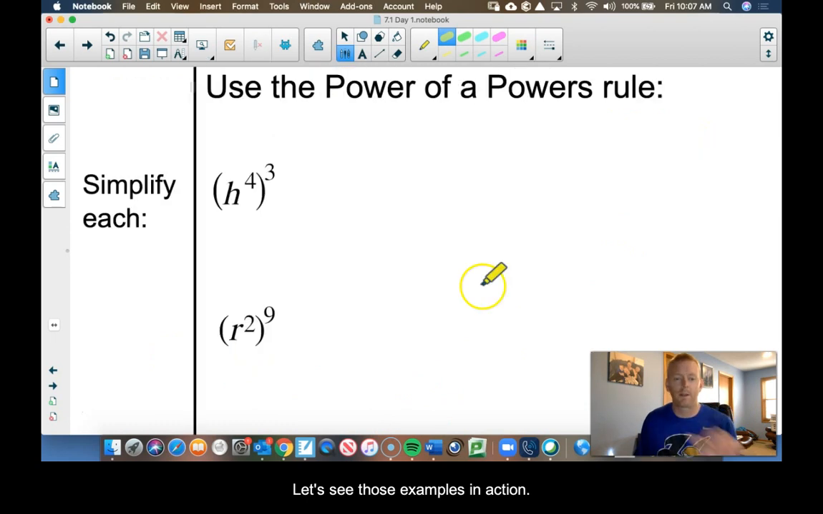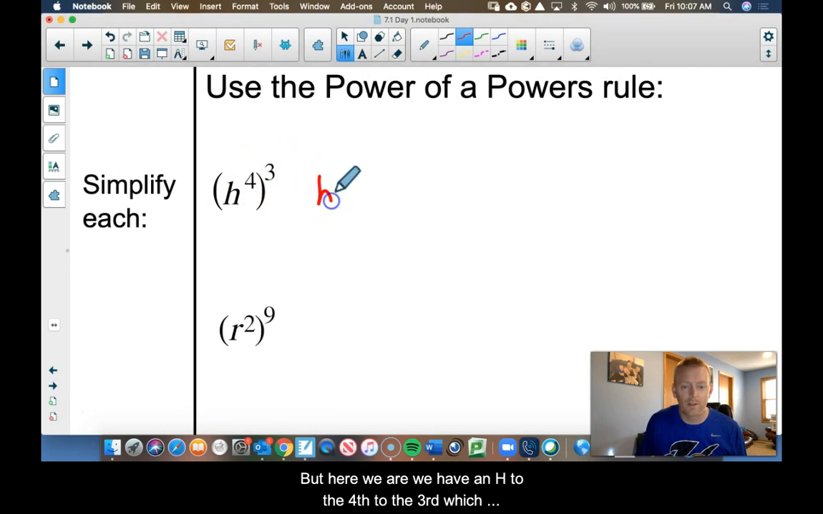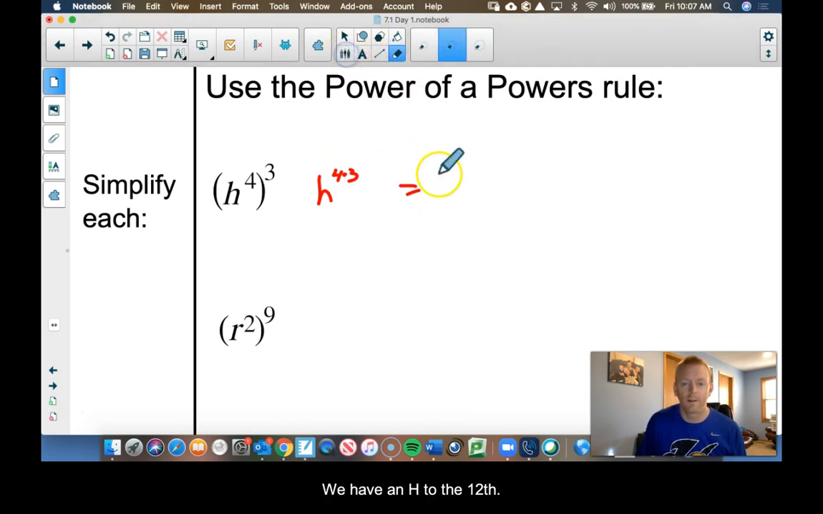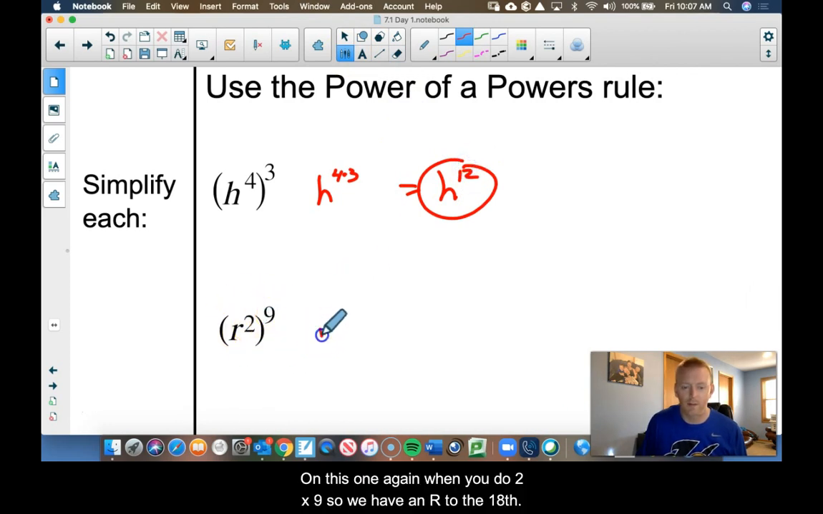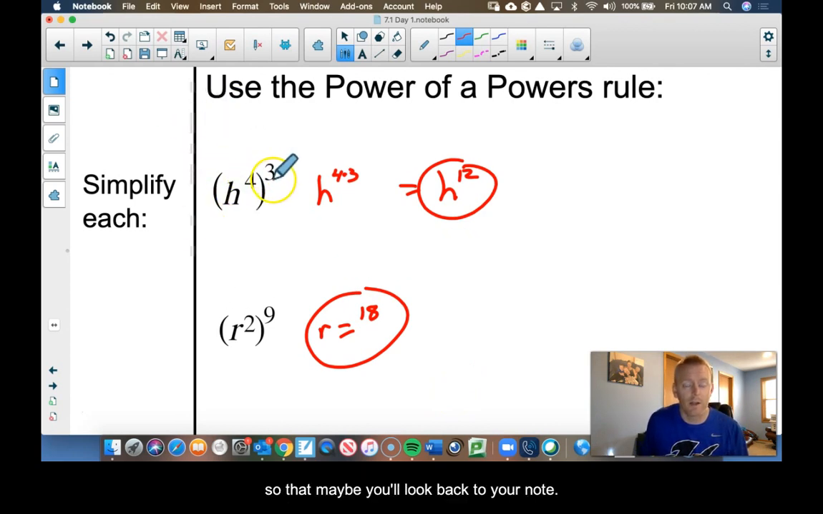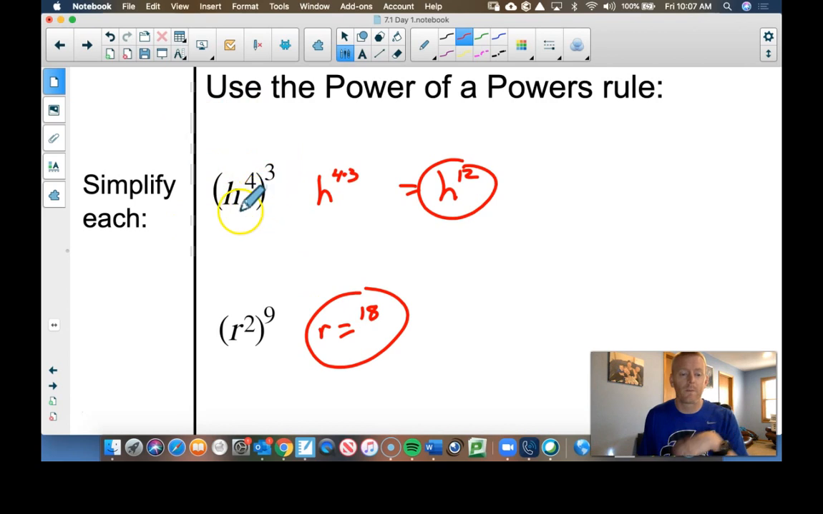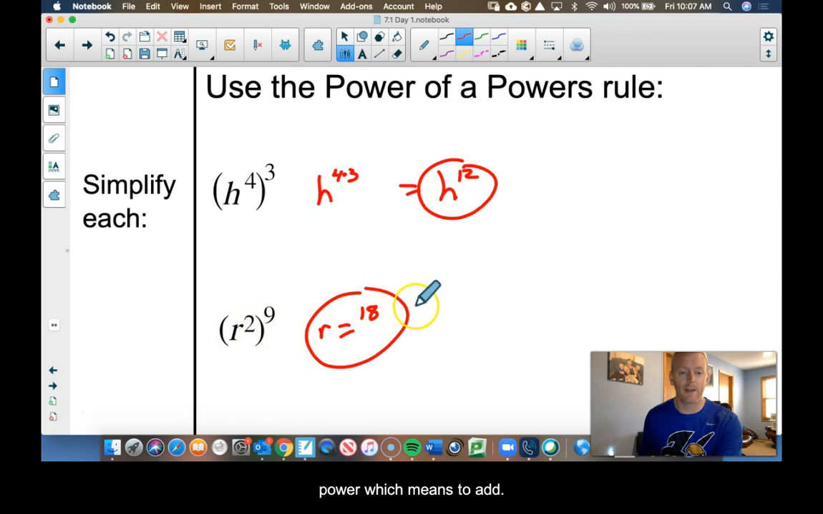So let's see those examples in action. So here we are, we have an h to the 4th to the 3rd, which means h to the 4th times 3. So we have an h, oopsies, I wrote a 4, that's silly. We have an h to the 12th. On this one, again, we're going to do 2 times 9, so we have an r to the 18th. So again, you're just multiplying. So what we have to be able to do is to recognize that this is a power to a power and use that rule so that maybe you look back to your notes. And on the previous ones, we recognize that's a power times a power, which means to add.